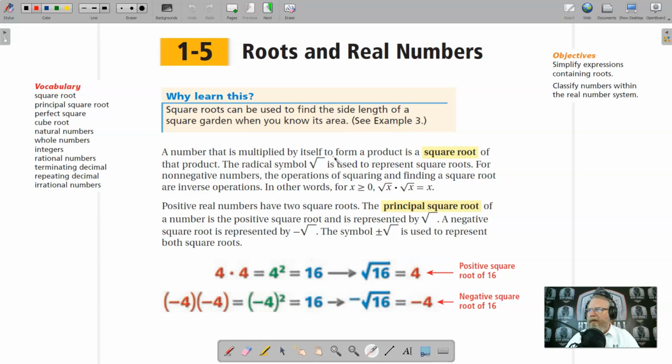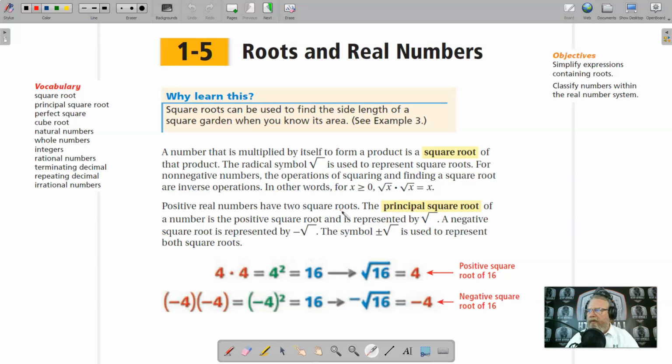A number that is multiplied by itself to form a product is a square root of that product. The radical symbol, shown here, is used to represent square roots. For non-negative numbers, the operations of squaring and finding a square root are inverse operations. In other words, for any number x, as long as x is greater than or equal to 0, the square root of x times the square root of x is equal to x. Positive real numbers have two square roots.